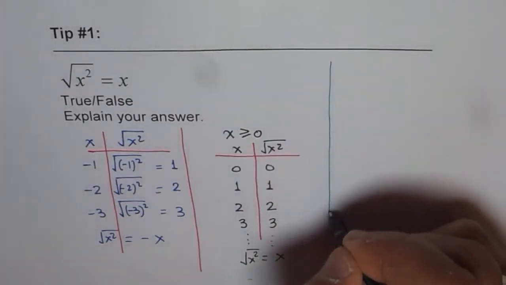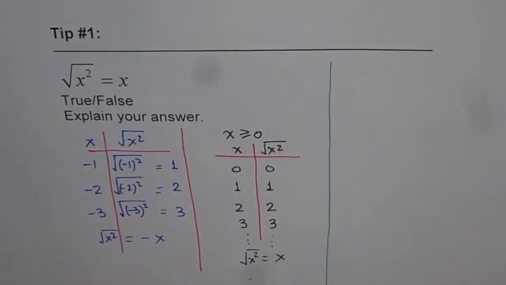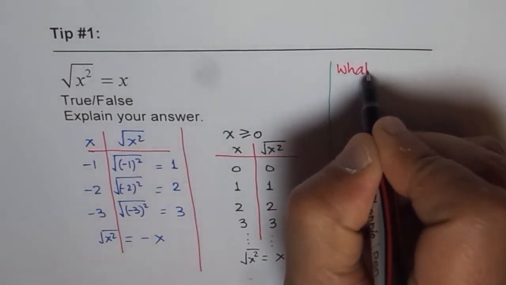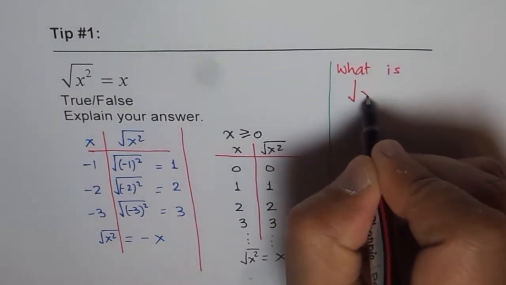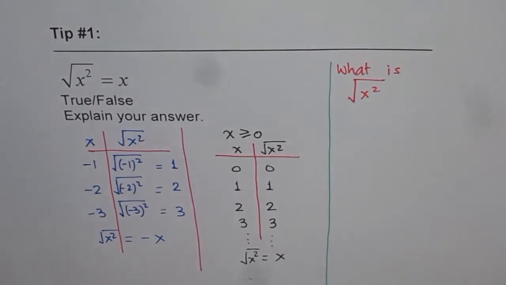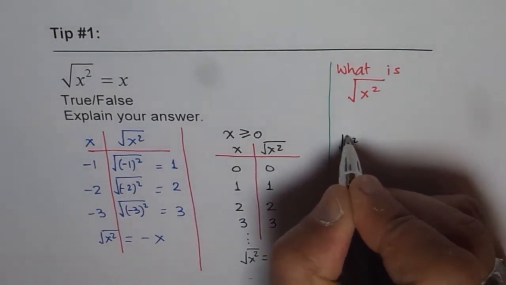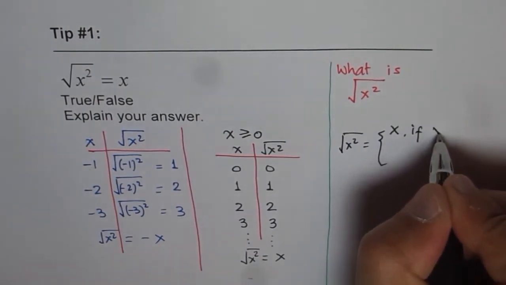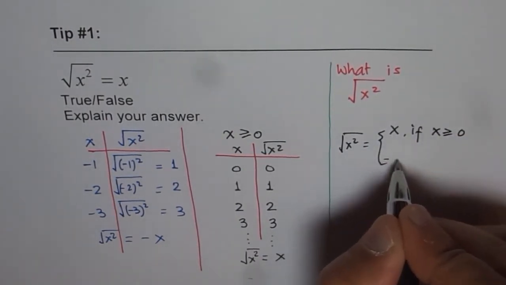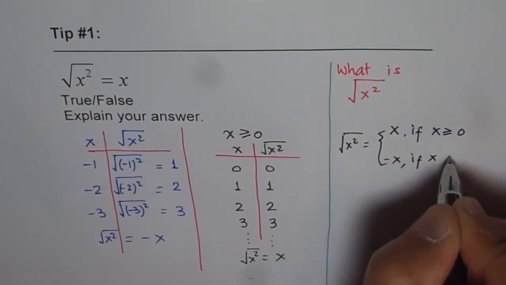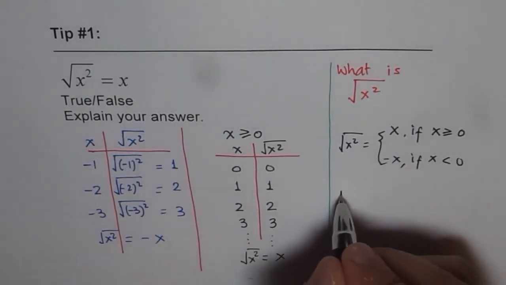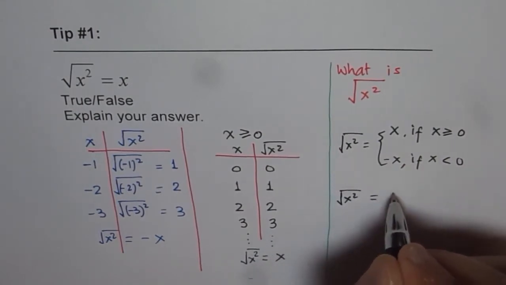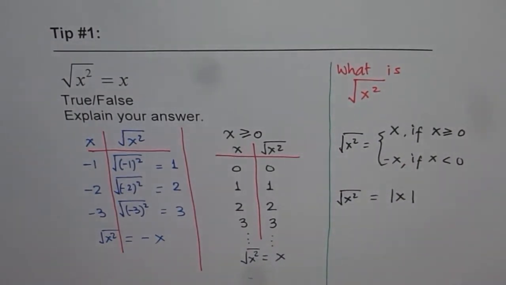What is square root of x square indeed equal to? So let's now figure out what is square root of x square. So the answer is clear to us from these two examples that square root of x square is actually equal to x if x is greater than or equal to 0 and is minus x if x is less than 0. Or we can say that square root of x square is equal to absolute x. That is what it is.